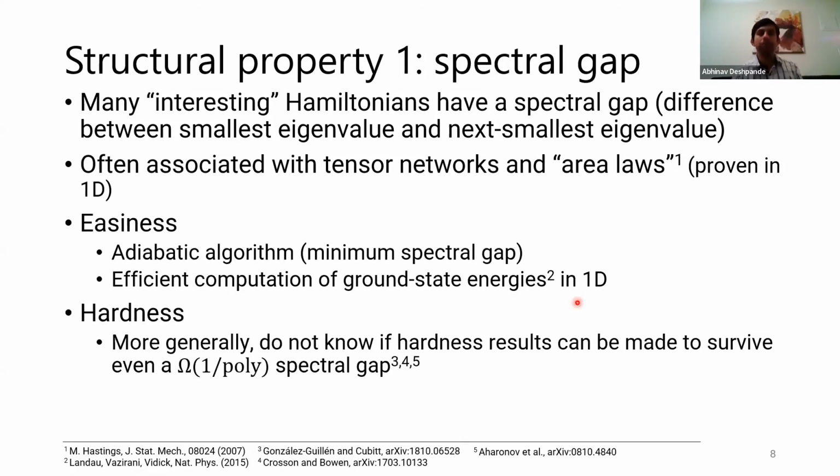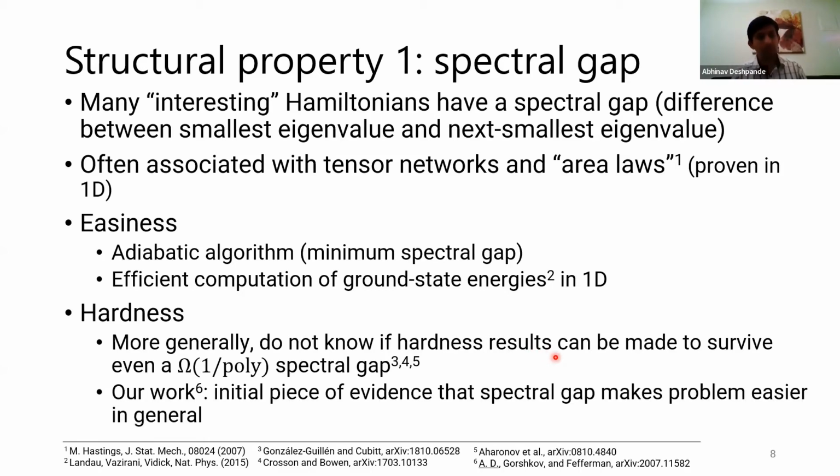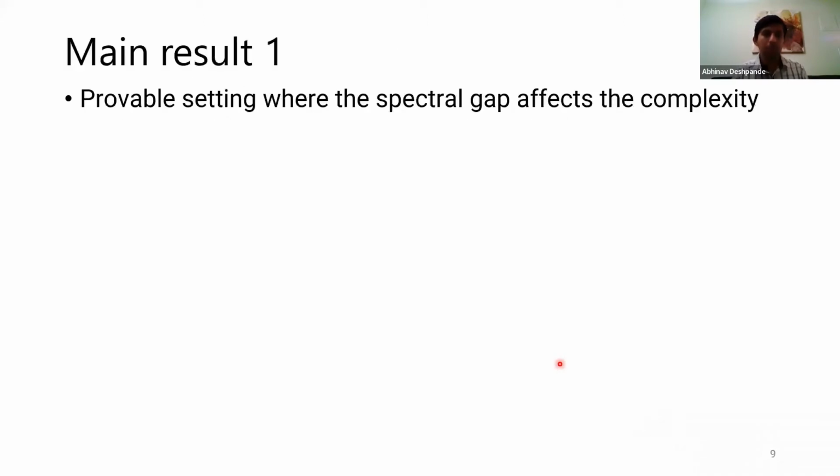On the hardness side, though, we do not know much about how the spectral gap affects the complexity of the local Hamiltonian problem. Even if we have an inverse polynomial spectral gap, we do not know if these aforementioned hardness results continue to hold. And our work is an initial piece of evidence that the spectral gap makes the problem easier in general. Okay, so let's see how.